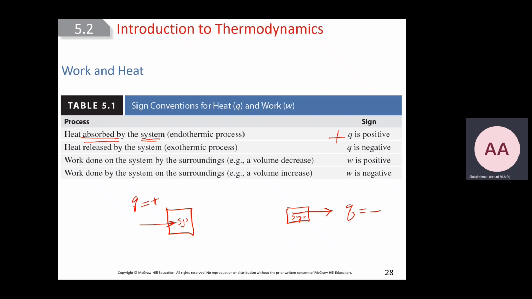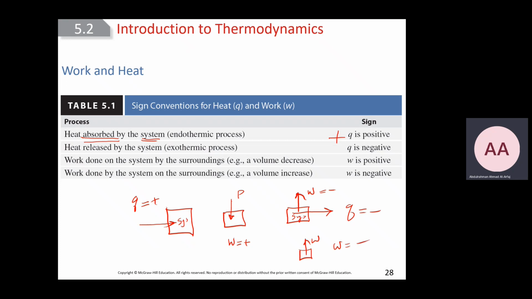For the work, if the work is done on the system, for example, I do work on it by putting pressure on it, then work will be positive. If the work is done by the system on the surrounding, then W will be negative. When the work is done out, this means W is negative.